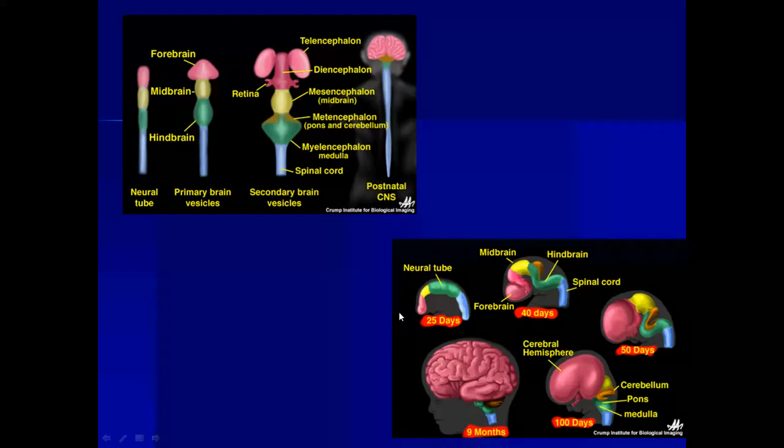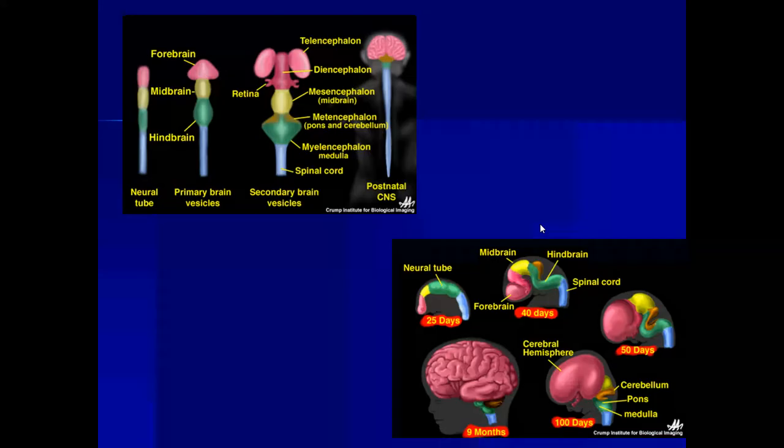So the brain begins really as an expansion of the anterior part of the neural tube. There are 3 regions, as you can see there: the pink forebrain, the yellow midbrain, and the hindbrain. And you see the blue spinal cord, other part of the central nervous system. So that's the developing brain.